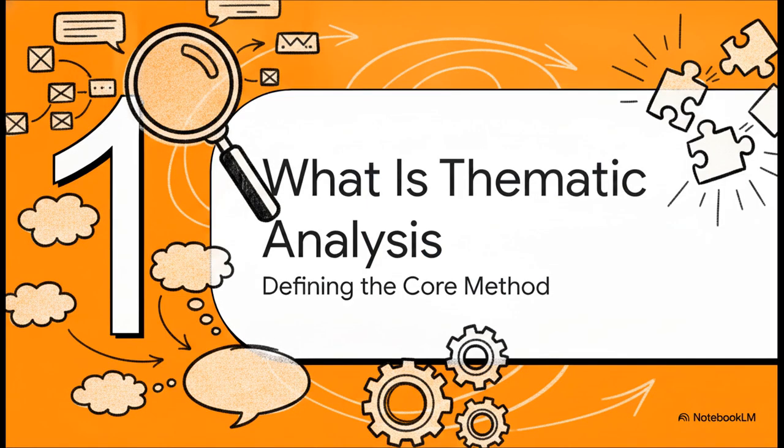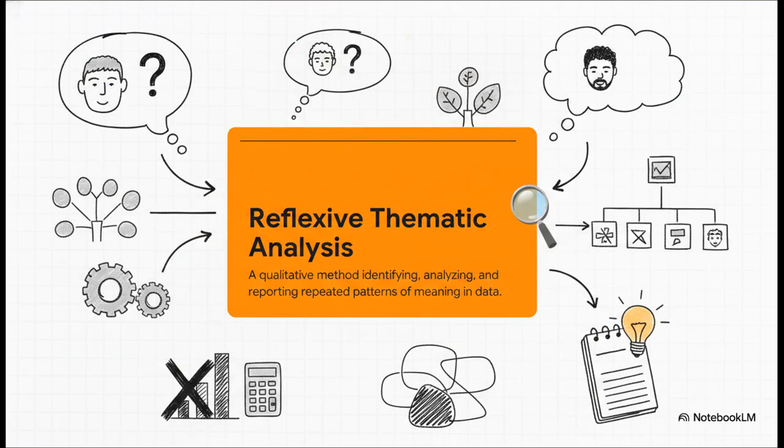Section 1. What is thematic analysis? Defining the core method. Before we start building, we really need to define our terms here. Reflexive Thematic Analysis, or RTA, developed by Braun and Clarke back in 2006, is a super accessible and theoretically flexible qualitative method. Its core purpose? To identify, analyze, and report repeated patterns of meaning, which we call themes, across a dataset.